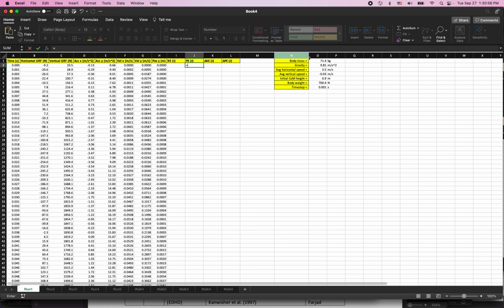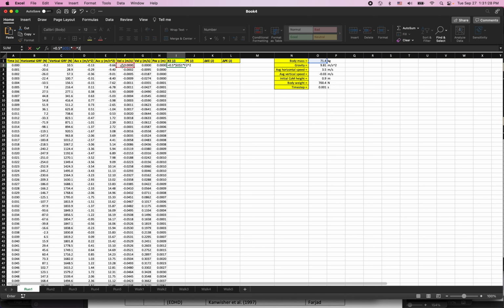My potential energy, that one's pretty easy. That's my body mass times my gravity times my height, which is my position, my height above the ground. And I want it to always use that mass, so dollar signs, and always use that gravity, so dollar signs there. Kinetic energy, that is 0.5 times my mass, dollar signs, times my horizontal velocity squared.